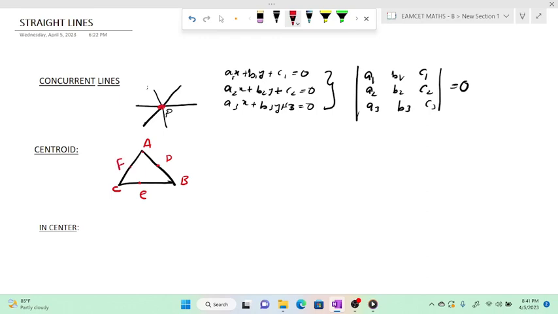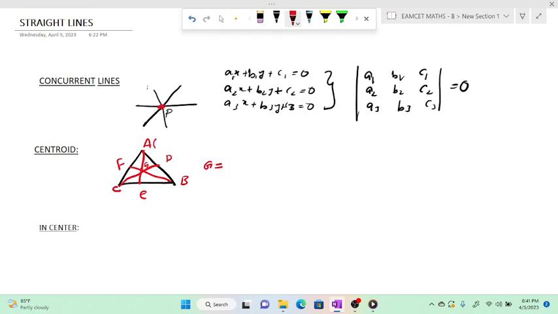Centroid means the point of intersection of any two medians of a triangle. A median is the line segment joining a vertex to the midpoint of the opposite side, so here one median is AE, another median is BF, and the third median is CD. These three are concurrent, and the point of concurrency is this point, denoted by G. So the centroid of the triangle is denoted by capital G.